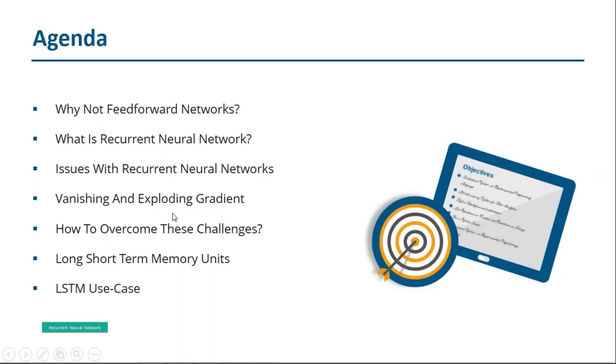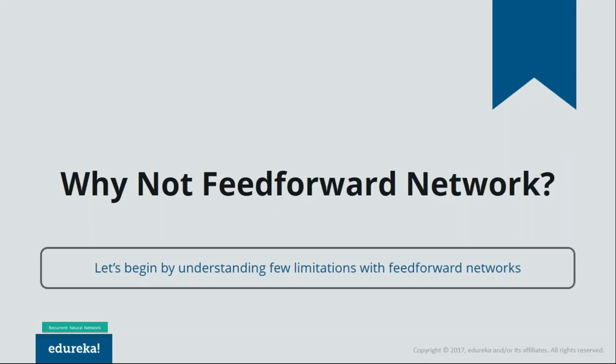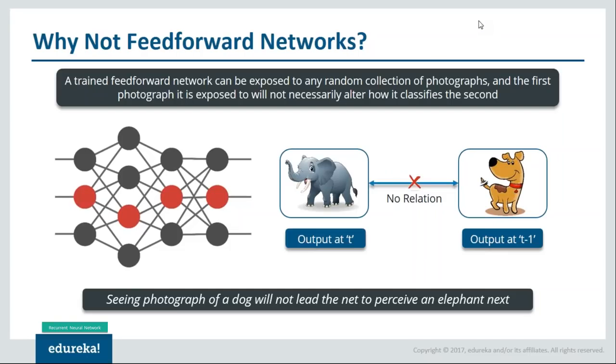So guys, let's begin. We'll understand why we can't use feed-forward networks. Now let us take an example of a feed-forward network that is used for image classification. We have trained this particular network for classifying various images of animals. Now if we feed in an image of a dog, it will identify that image and provide a relevant label to that image. Similarly, if we feed in an image of an elephant, it will provide a relevant label to that image as well. Now if you notice, the new output that we have got, that is classifying an elephant, has no relation with the previous output, that is of a dog.